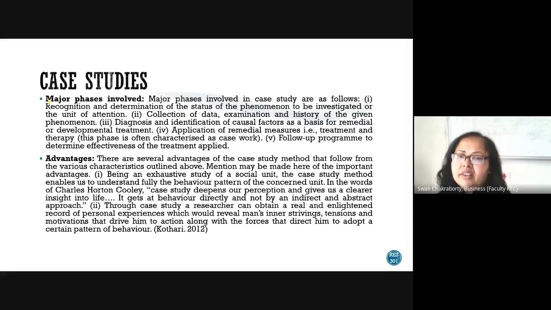The major phases involved here: first, to recognize and determine the status of the phenomenon that you want to investigate, then collect data, examine the history of the given phenomena, diagnosis and identification of the causal factors, which forms a basis for the remedial measures. Then application: once you come up with the remedial measures, how to apply them, right? And then comes the follow-up program, to see the effectiveness of the treatment applied.